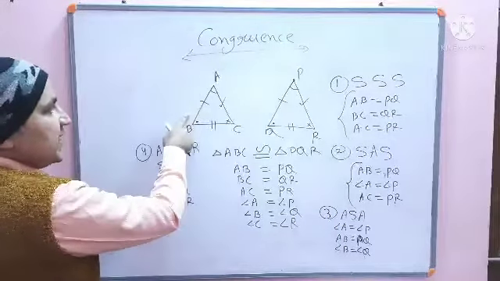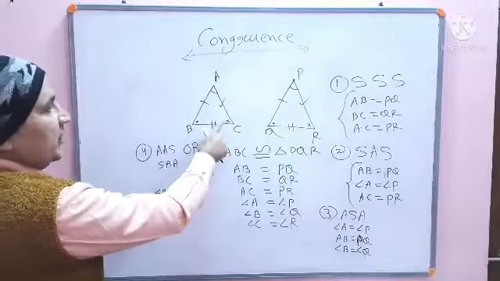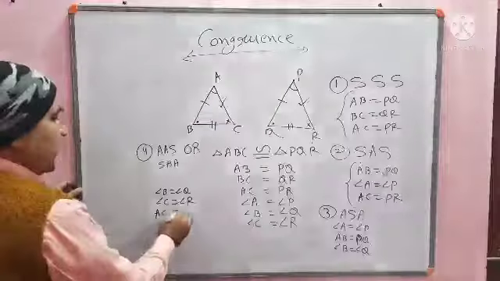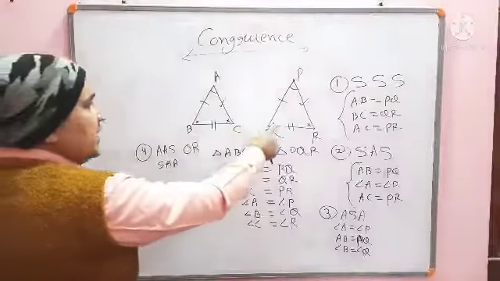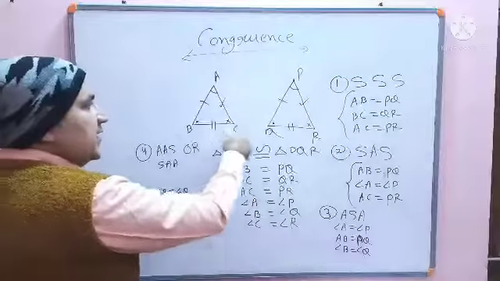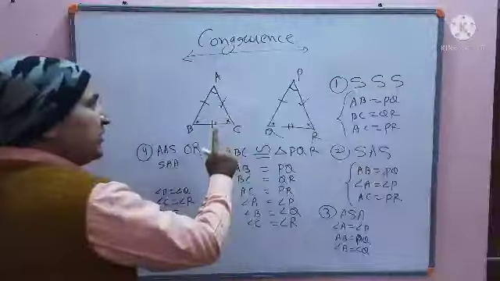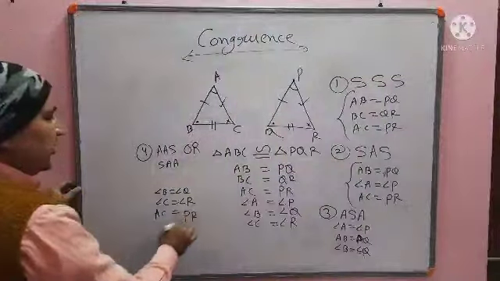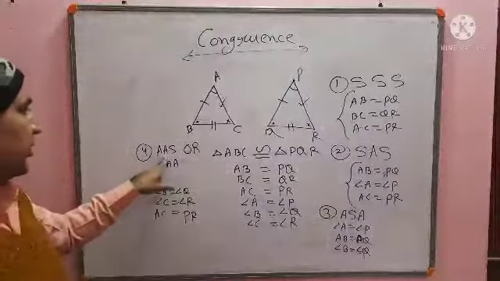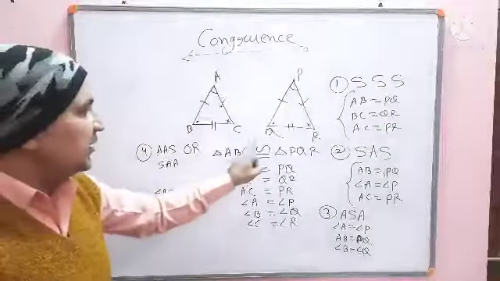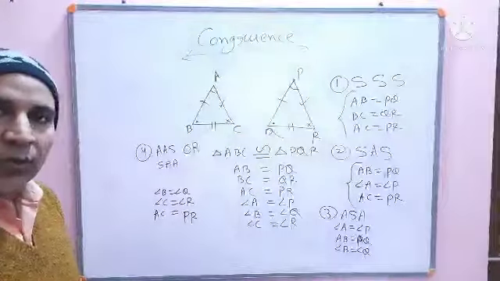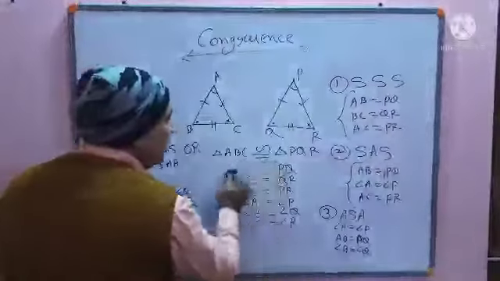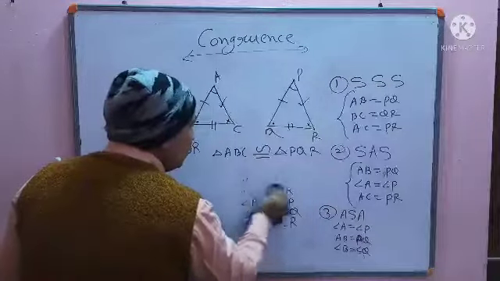Suppose you are taking this side, then the counting will start from here. Angle, then this side. Here suppose I am taking side AC. Angle B is equal to angle Q. Angle C is equal to angle R, then definitely AC should be equal to PR. Then we will say that by the criteria of angle, angle, side, these two triangles are congruent. So these four are the main criteria for congruency of two triangles.